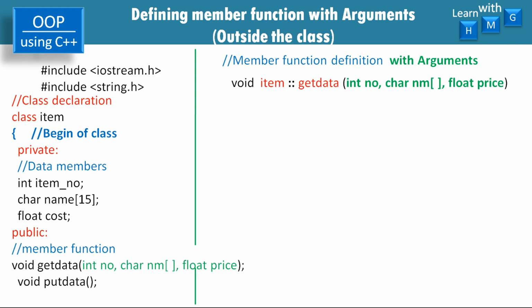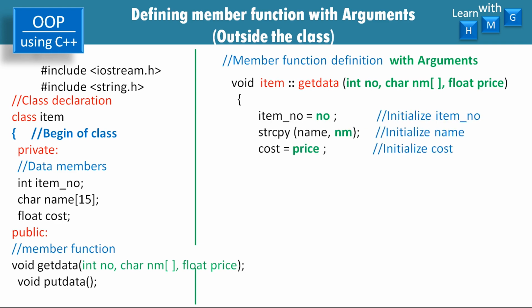Now outside the class I am going to write the function definition with arguments, and I already explained the syntax with an example. First of all, you have to write the return type, that is void. Then you have to write the class name, our class name is item, then specify the scope resolution operator, the name of the function is getdata, then three arguments no, nm and price. Then the function body will start, in which we will write three initialization statements and end of the function. So like this, the member function getdata with arguments is defined, and three arguments are used to initialize three data members of class item.